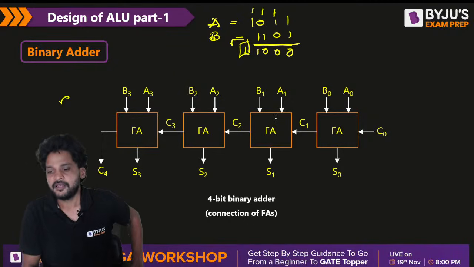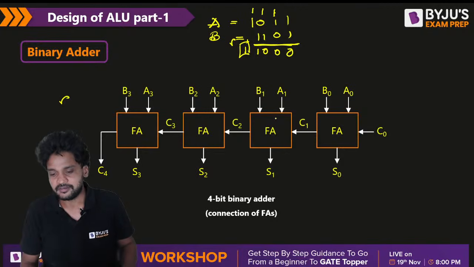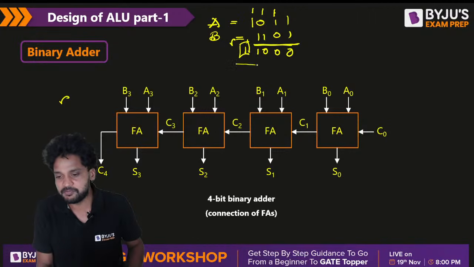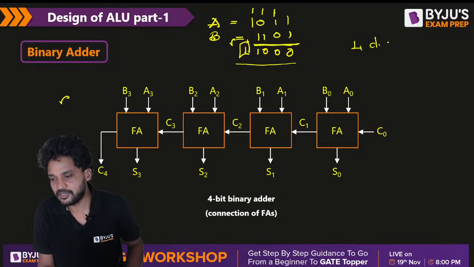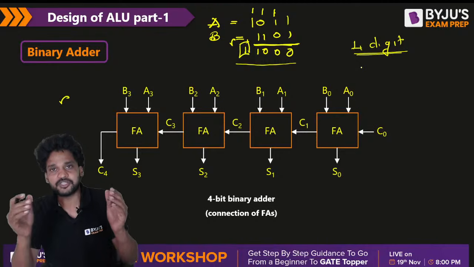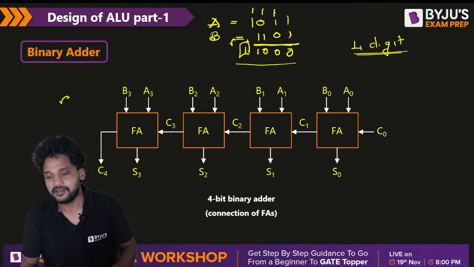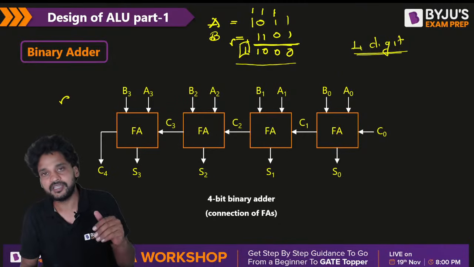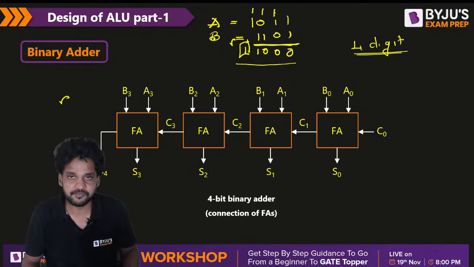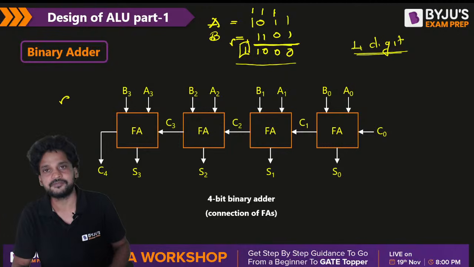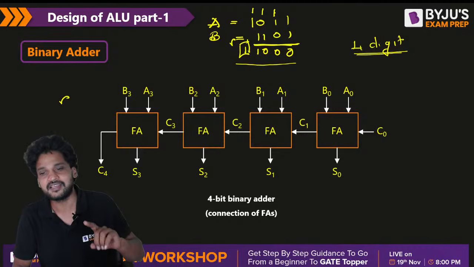Now understand carefully. When you look at the operation, what is being performed? Here I am adding 4-digit numbers. When you perform 4-digit addition, what you require is 4 full adders connected together. In the 4-digit addition, you must be able to collect 4 full adders together. Now, before I take you any further, understand this one very carefully.